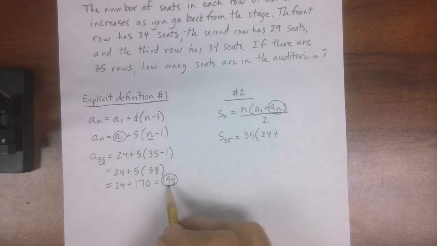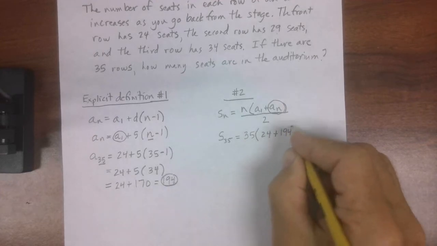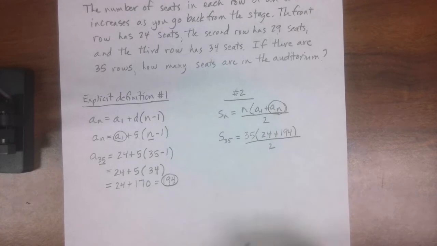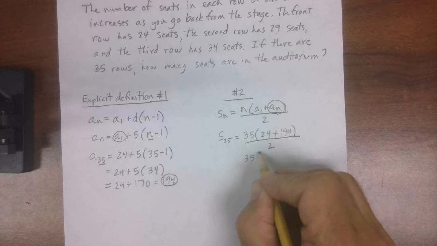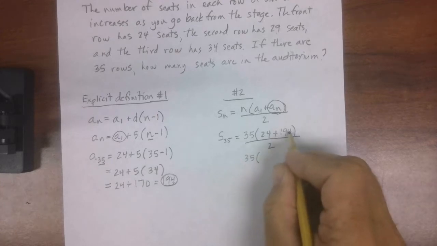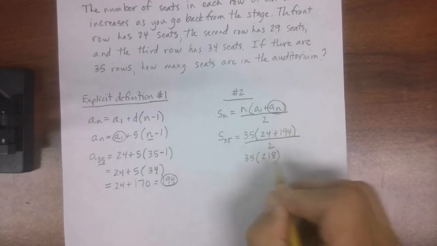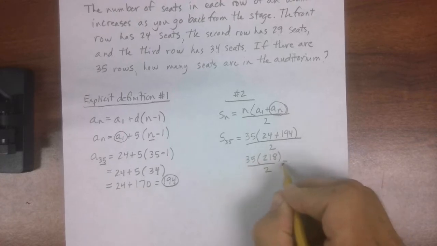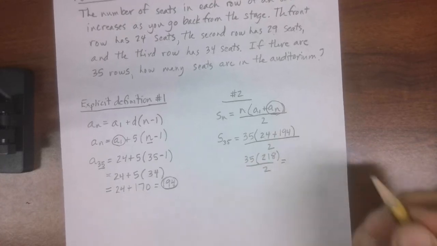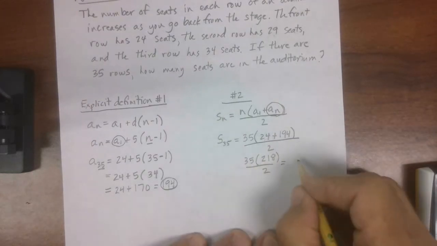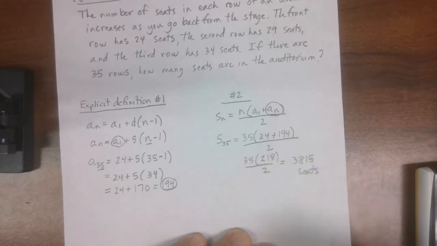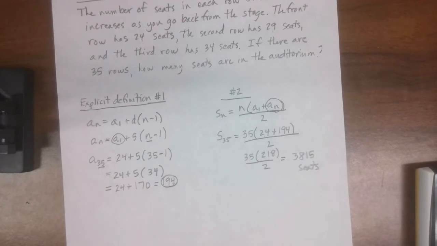In the back row, we just figured that out, 194 all over 2. Now, if we crunch this all out, we're going to get 35 times this plus this, 218, all over 2. And if you use your calculator and hammer that all out, let me do that a second. What we get is 3,815 seats in this auditorium. So that's pretty fancy stuff there. Ask me if you have any questions.